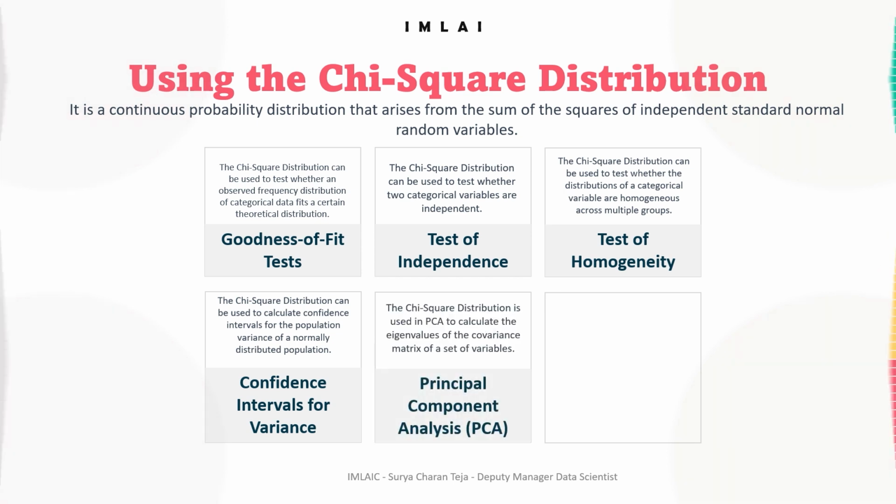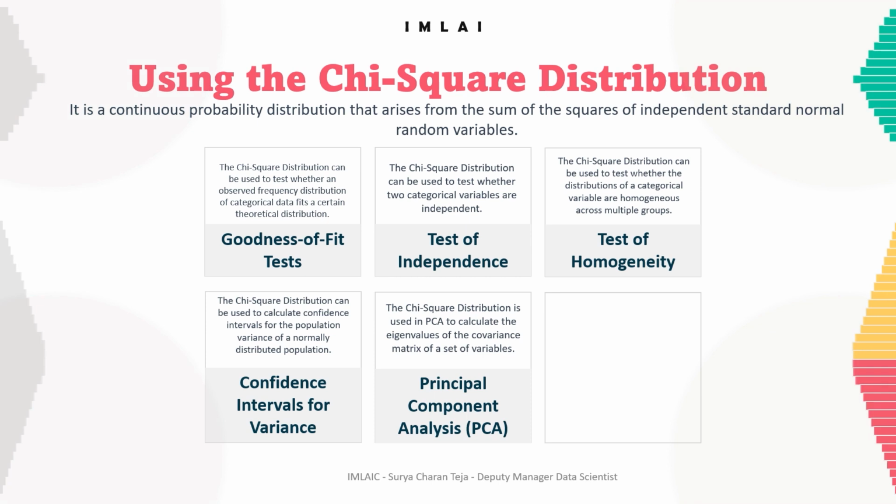Then we have principal component analysis, PCA, very important. The chi-square distribution is used in PCA to calculate the eigenvalues of the covariance matrix of a set of variables. So in machine learning, the chi-square distribution is often used in feature selection and dimensionality reduction. Very, very important.